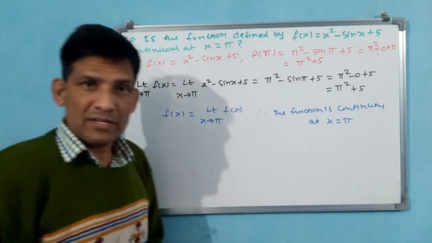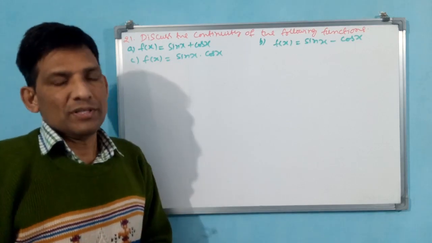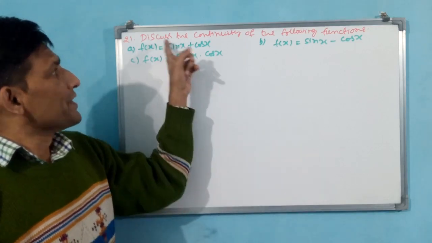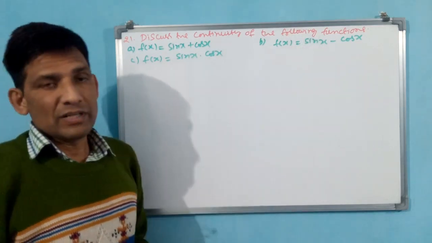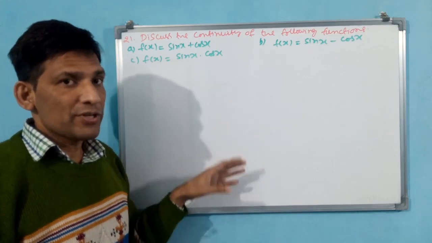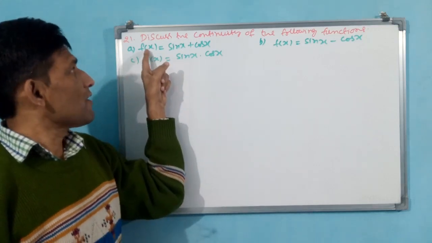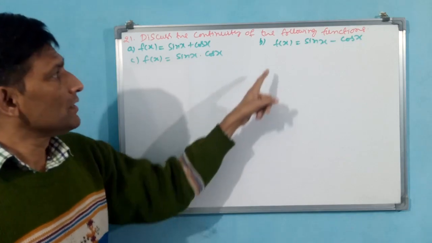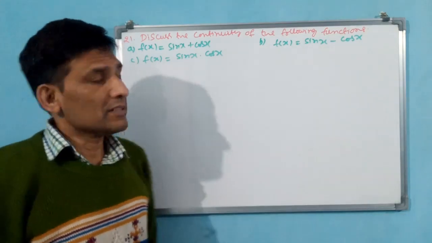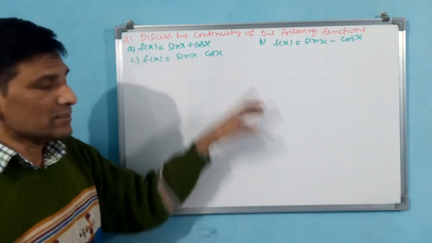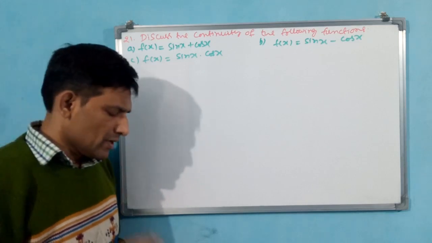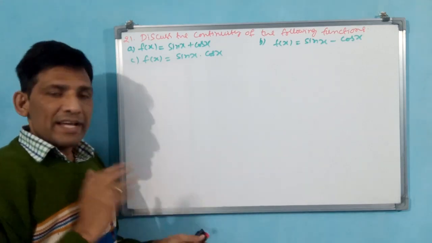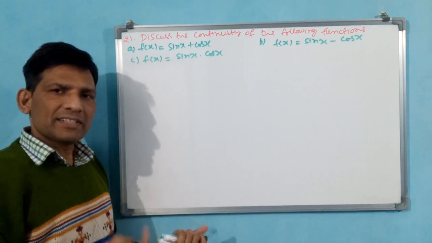Let us go to the 21st question. Discuss the continuity of the following functions. That means we have to discuss the continuity of the following functions. f of x is equal to sin x plus cos x. f of x is equal to sin x minus cos x. f of x is equal to sin x into cos x. Now you tell me, is sin x continuous? Yes. Is cos x continuous? Yes.